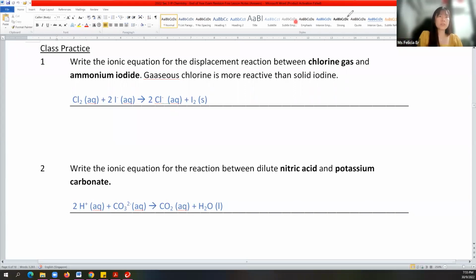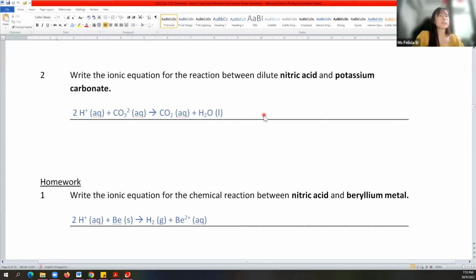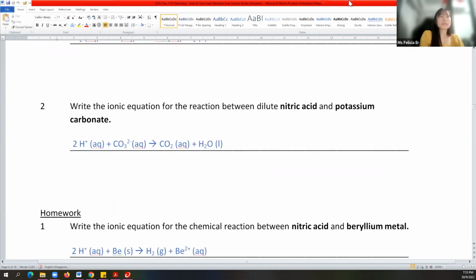Those who don't need question number 2, you can just continue to do the homework questions below, while I go through question number 2. Let me scroll up a bit so that I have more space. For question number 2, they said write the ionic equation for dilute nitric acid and potassium carbonate. By right, you need to memorize that the chemical formula for nitric acid is HNO3.